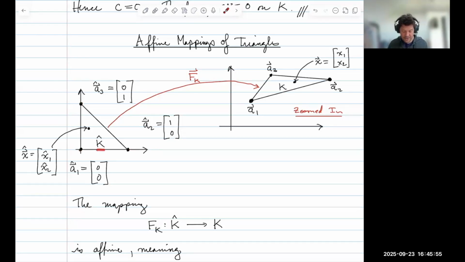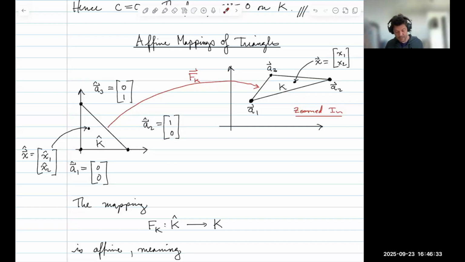I'm going to call that reference triangle K hat, and I'm going to think about a mapping which takes K hat into K in such a way that it preserves a couple of things. One of the things I want to preserve is the counterclockwise numbering of nodes, just as I've always had. I want to preserve that counterclockwise ordering under my mapping, and there's no ambiguity here because I'm mapping a 2D triangle to a 2D triangle.